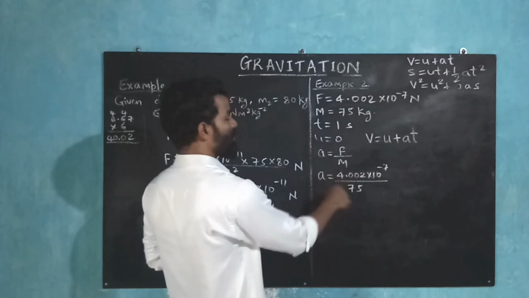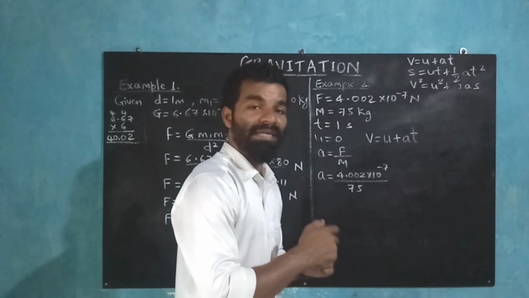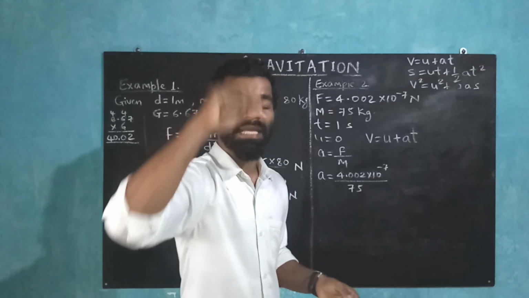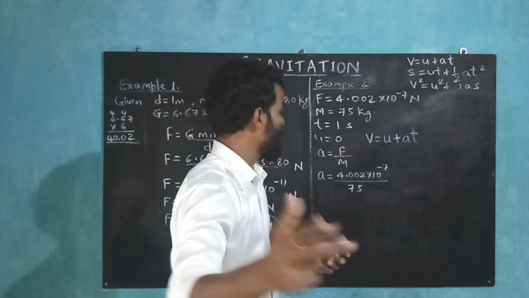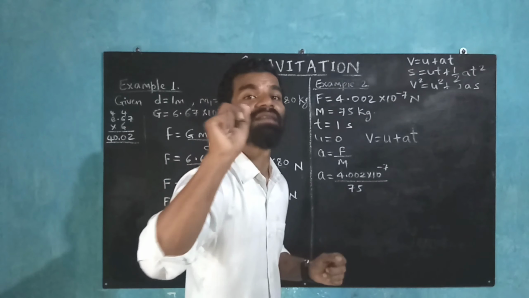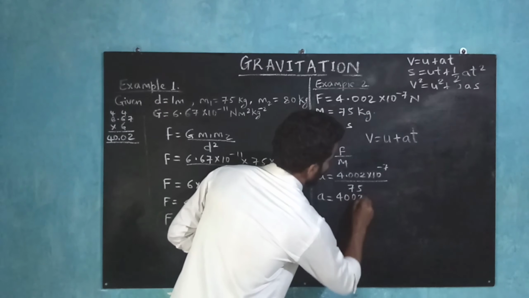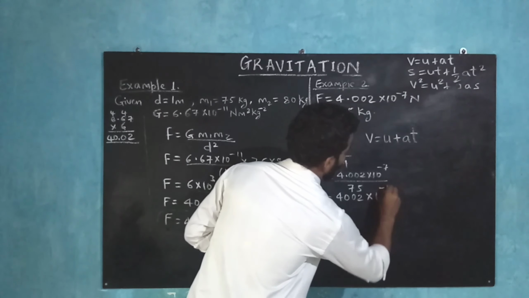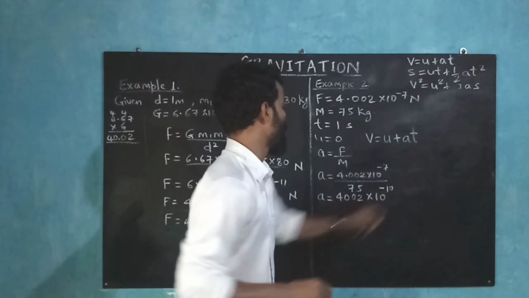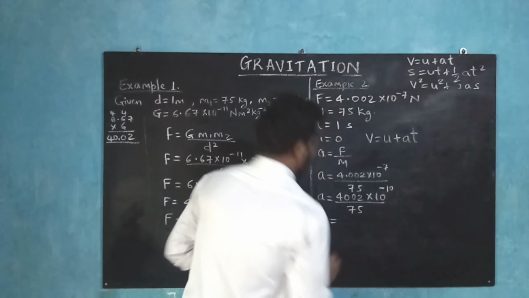In order to divide this, you have to take the decimal out to the right. If you take the decimal point to the right, we have to multiply the number by 10 raised to the number of places you shift it. Shifting 3 places, it will be 10 raised to minus 3. So acceleration equals 4002 into 10 raised to minus 3 and minus 7, which is 10 raised to minus 10, divided by 75.